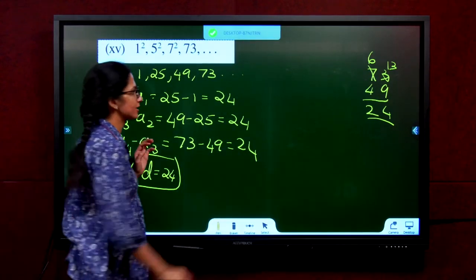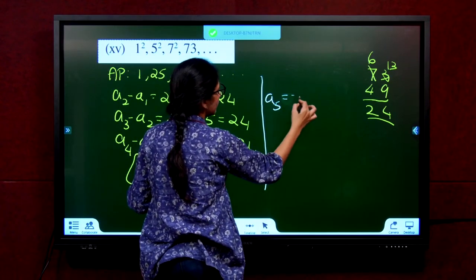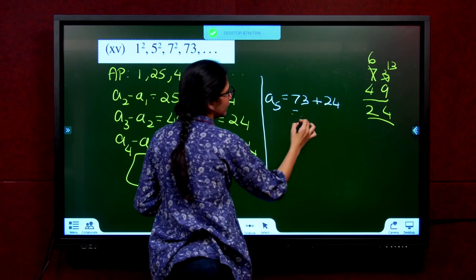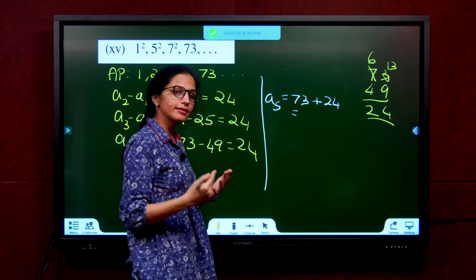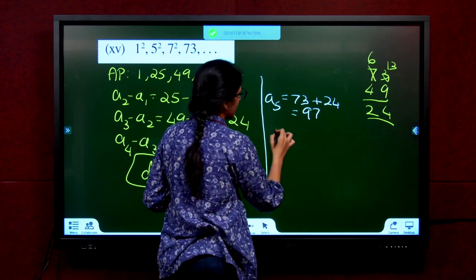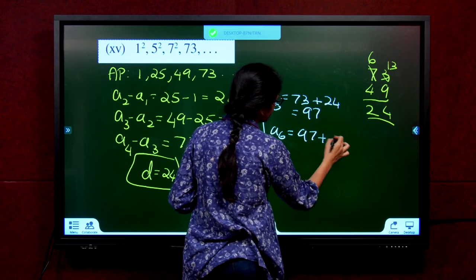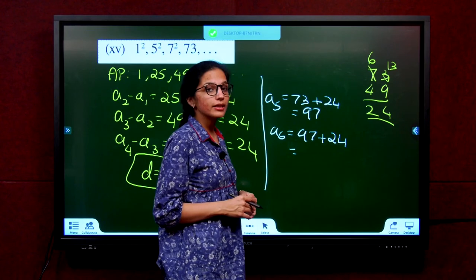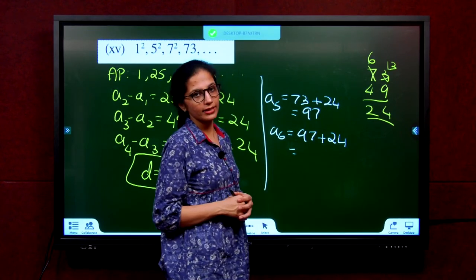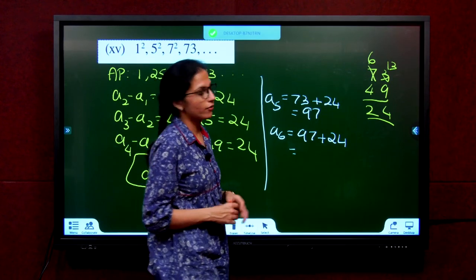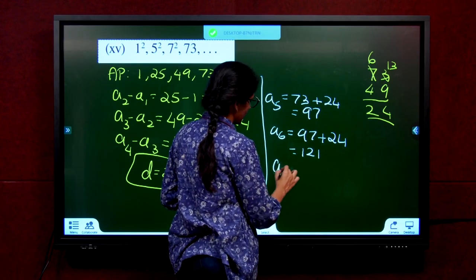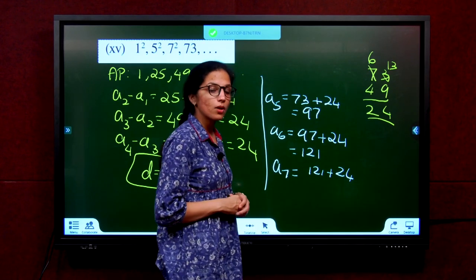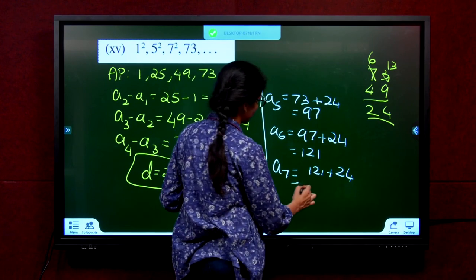Continue to find A5, A6, A7. What is A5? 73 is there. The difference is 24. Add 24 to that. 73 plus 20, 93. 93 plus 4, 97. A6, 97 plus 24. 97 plus 20, 117. 117 plus 4, 121. A7, 121 plus 24. 121 plus 20, 141. 141 plus 4, 145.